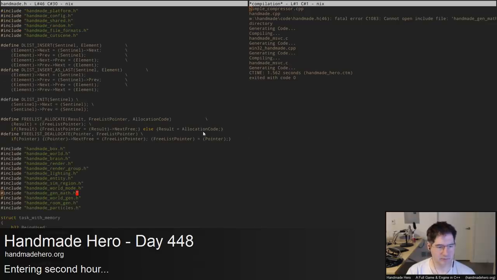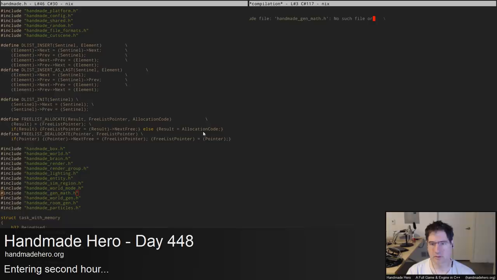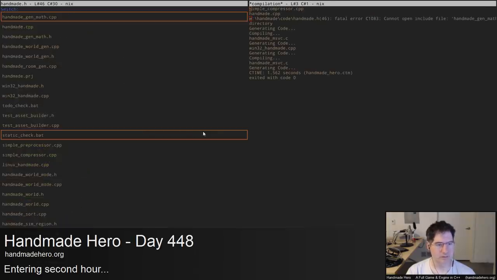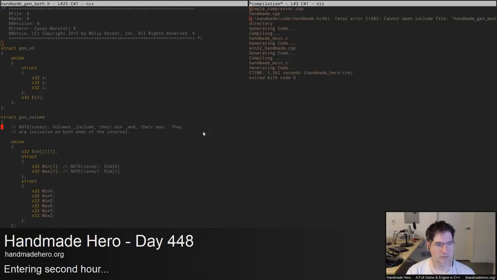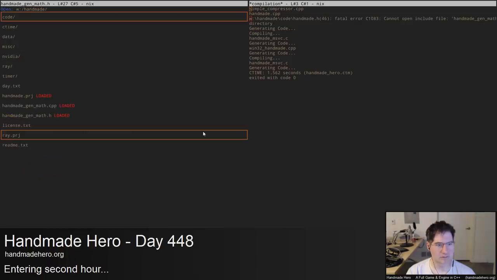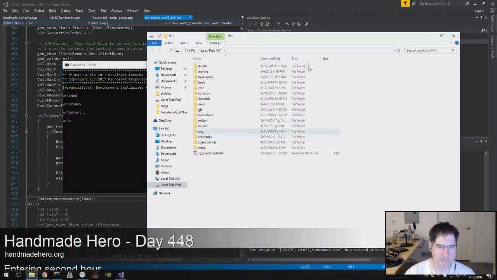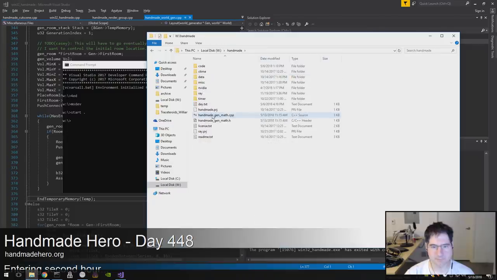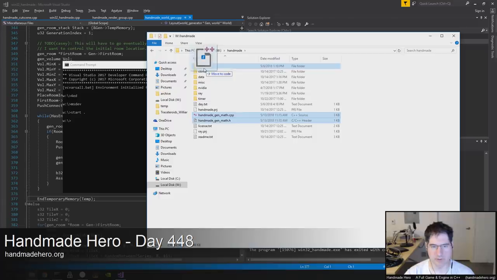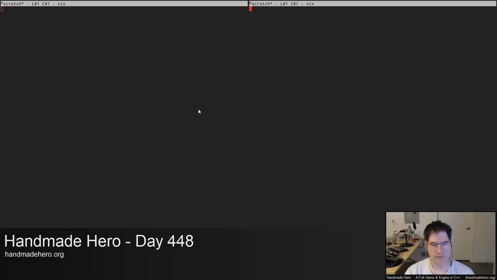Cannot open include file. Handmade gen math. Really? Oh, whoops, they got put in the wrong place. My bad. So these two actually want to be in code. Not sure what happened there. No big deal though.